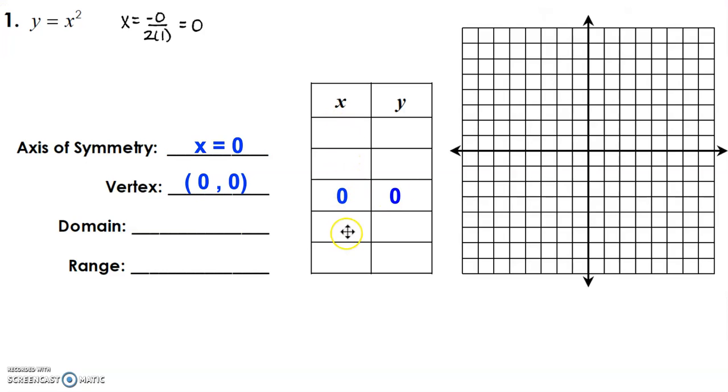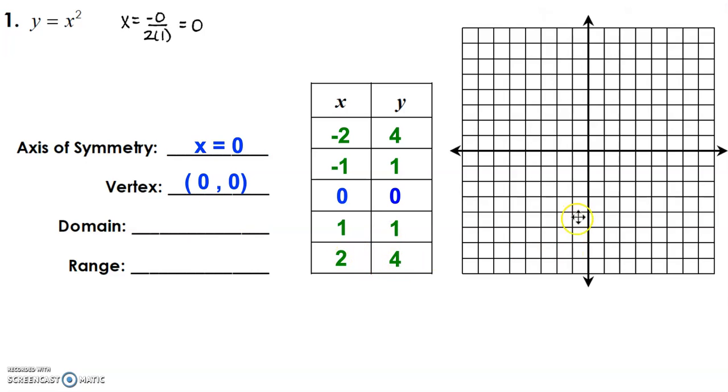I'm going to have points on either side, so points less than 0, we have negative 1 and negative 2. On the other side of 0, we have positive 1, positive 2. I'm just going in order here, and I'm going to plug in each one of these values to get points. Negative 2 squared is a positive 4. Negative 1 squared is a positive 1. 1 squared is 1, 2 squared is 4.